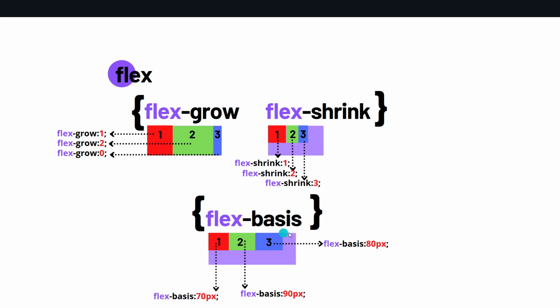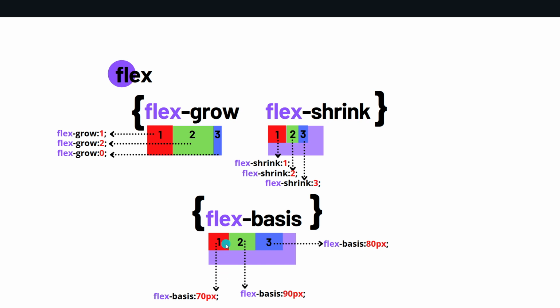For flex-basis, it acts as a min-width property, but it is much more powerful than the min-width property because it can shrink the item if the browser is resized. It will also give the min-width according to the flex-basis. So that is what flex-basis does.